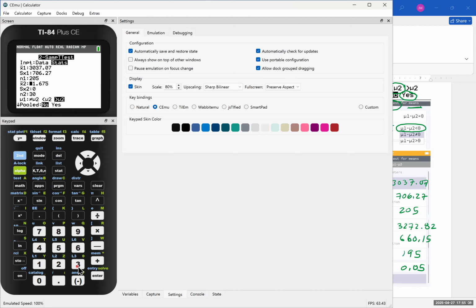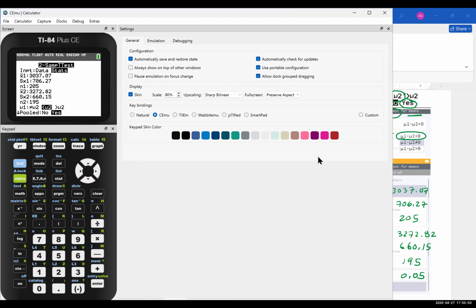See, X bar 2 is 3272.82. S2 is 660.15. Sample size, N2 is going to be 195. All right. And we want the less than option, because that's what our alternate hypothesis is. And we want to turn pooled on. So let me leave that up. And we'll do the same thing over here.